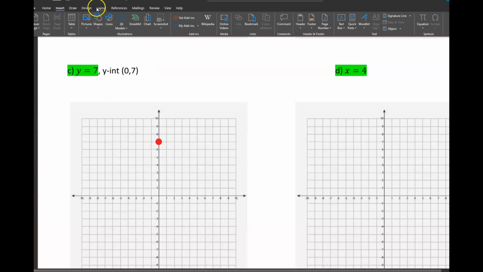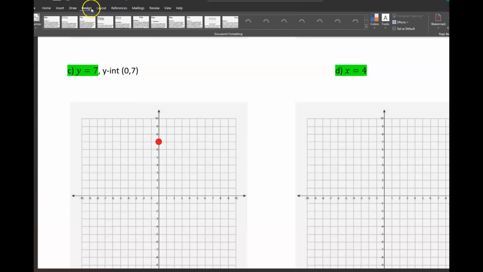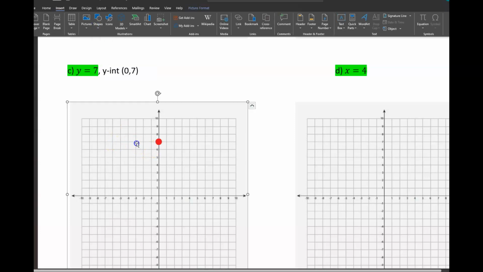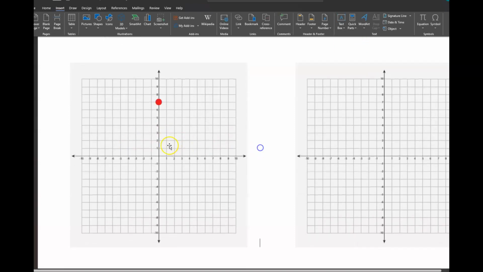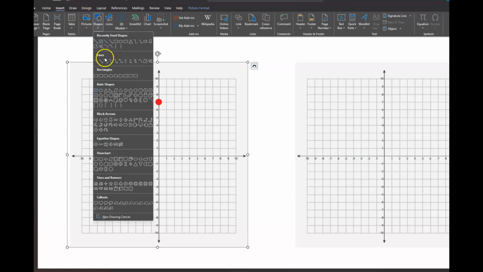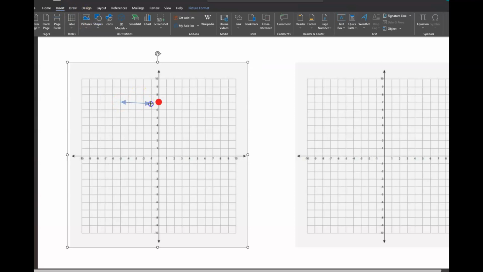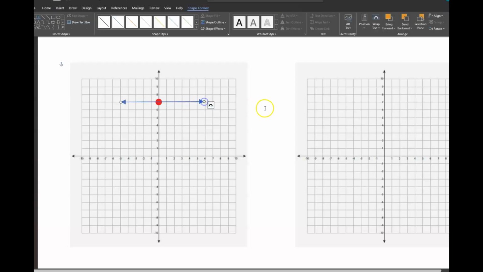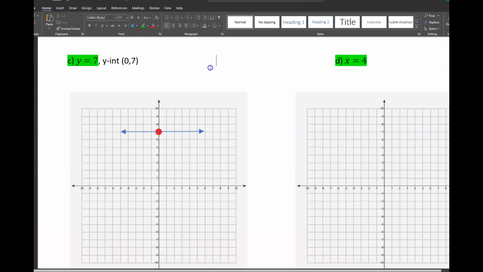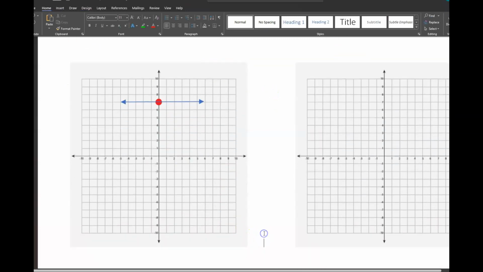So for this one, we're going to be drawing a horizontal line going through the y-intercept of 0, 7. That's actually it for this one. Let me move on to the next line.